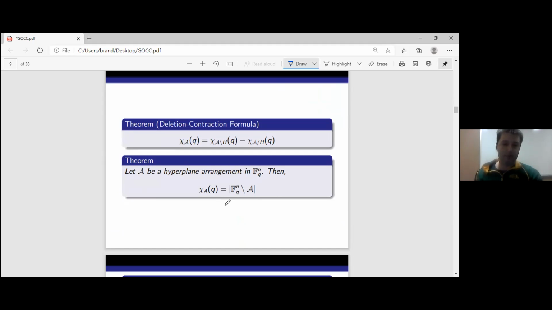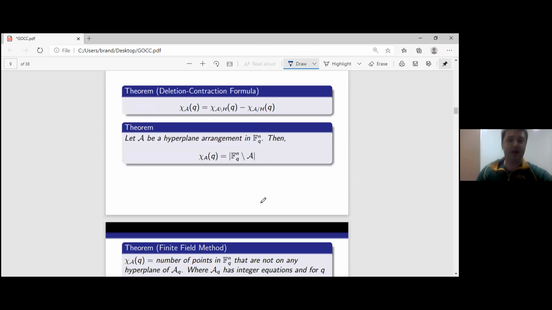So for a hyperplane arrangement in the finite space F_q^n, you can take the chromatic polynomial equal to the points in your field, F_q times F_q times F_q, n times, minus the hyperplane arrangements. And that will give you your chromatic polynomial. Once again, I am skirting through theorems, okay?